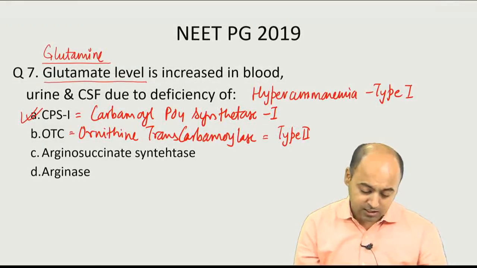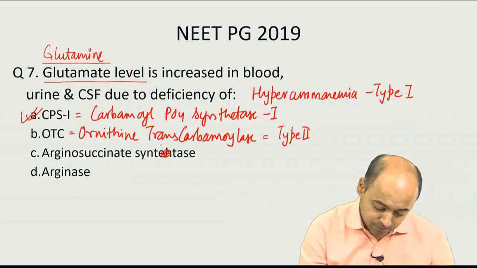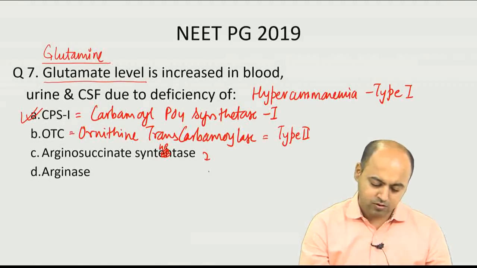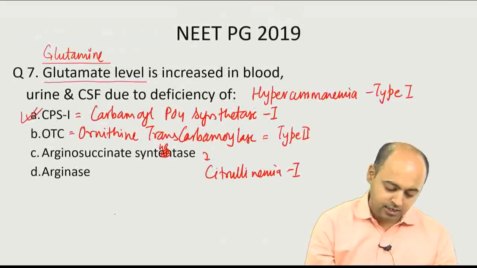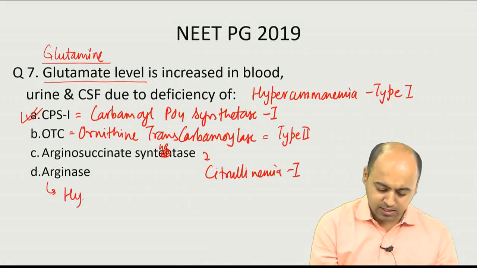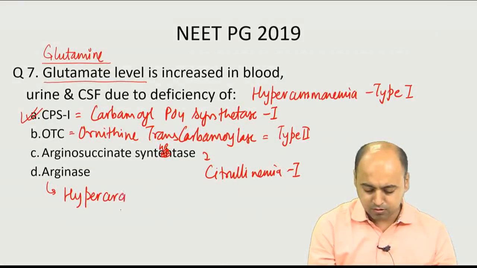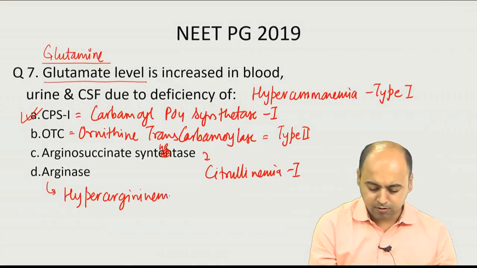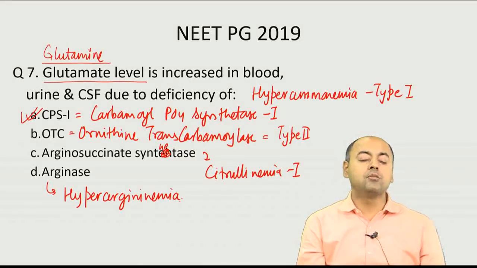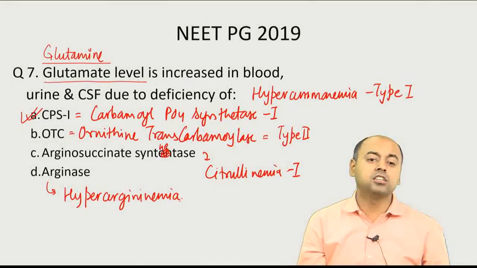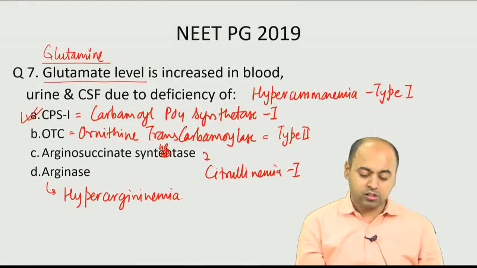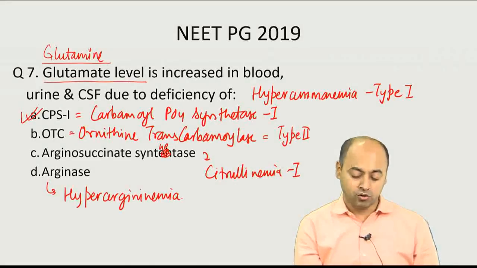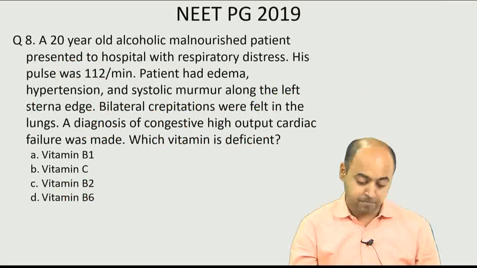The arginosuccinate synthetase deficiency will cause citrullinemia, again type 1, and the arginase deficiency will present as hyperargininemia. So the best answer is CPS1, where glutamate and glutamine level is elevated in urine, CSF as well as blood.